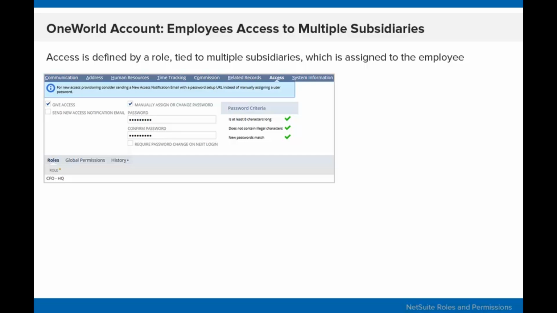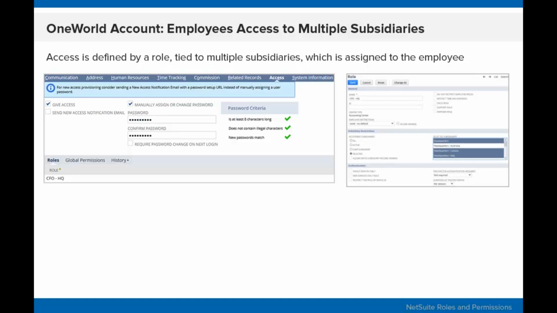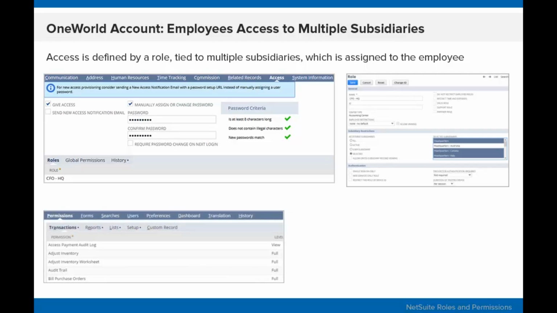To allow a CFO to work across subsidiaries, create a custom CFO role with multiple defined subsidiaries. Then assign this role to the employee who is the CFO. The CFO will be able to work across subsidiaries. The level of access will still be restricted to the assigned permissions and level of access associated with the role.